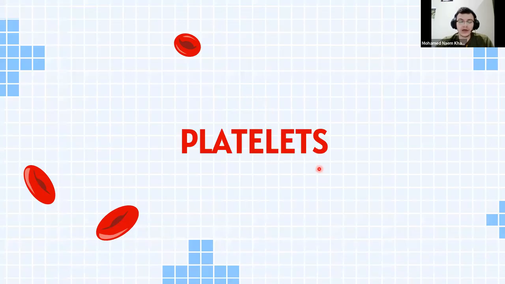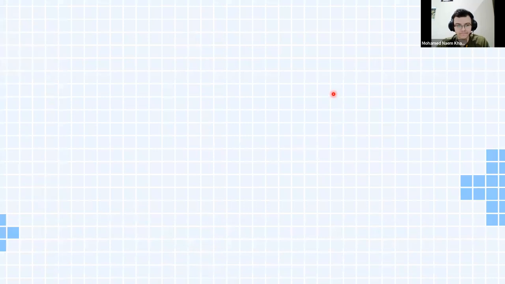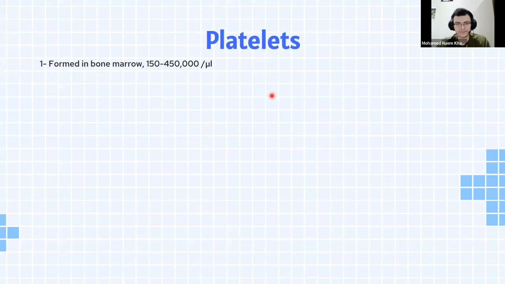So now we're gonna talk about the platelets. The name is endothelial and platelets, so we're gonna talk about those. Platelets. So this is some normal information, honestly. There's not a lot to explain about these couple of lines that I'm gonna show you next. You just need to memorize them. First of all, where are platelets formed? Like most blood cells, in the bone marrow.